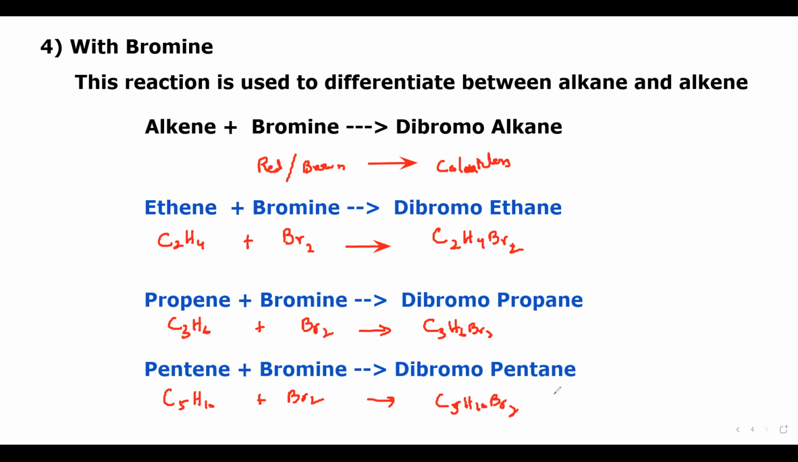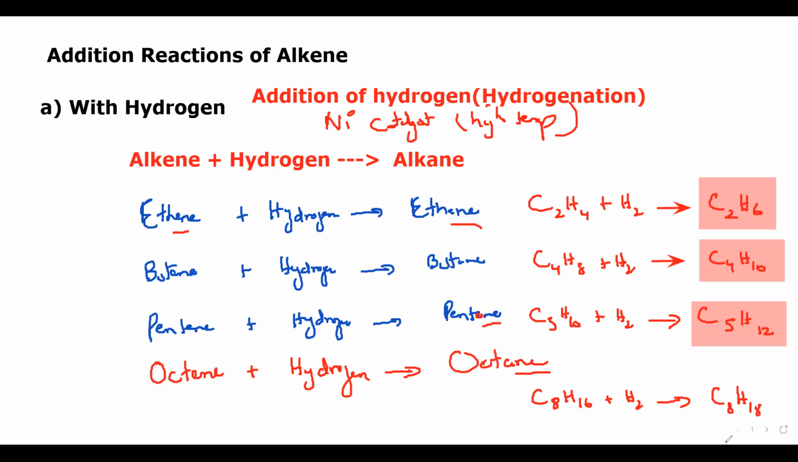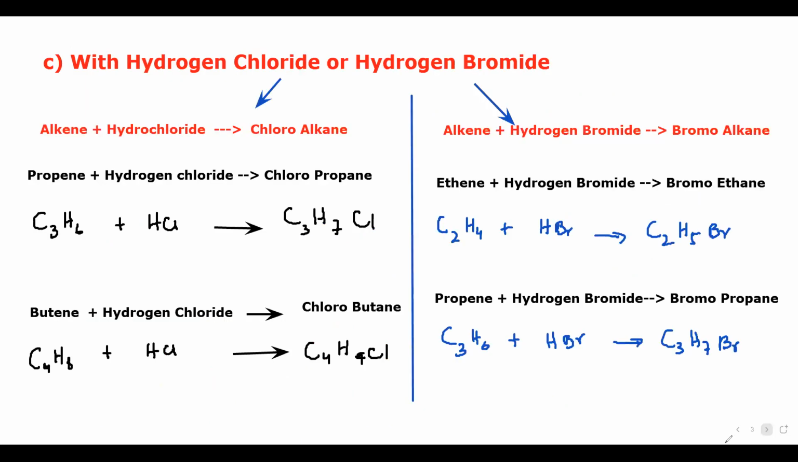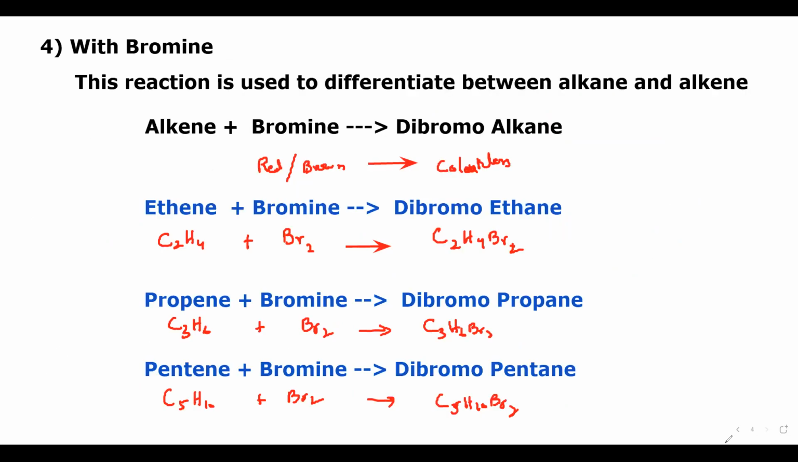Is it clear? The addition reactions of alkenes. The first one we did, it reacts with hydrogen to give alkane. The second one, it reacts with steam to give alcohol. The third one, we react with hydrogen chloride and hydrogen bromide. And the fourth one, we react with bromine to give dibromoalkane. And this is also a test used to distinguish between alkane and alkene. Is it clear? Any doubt?